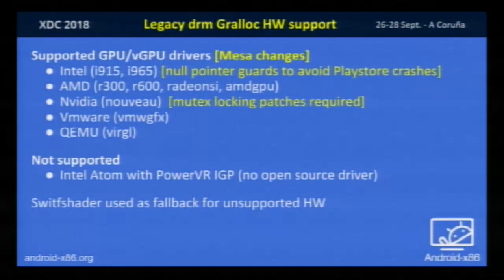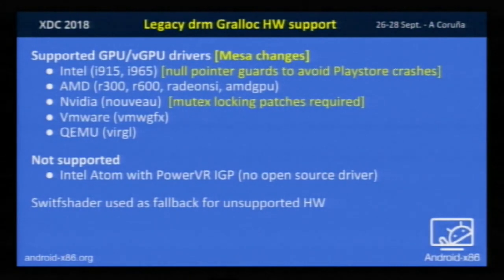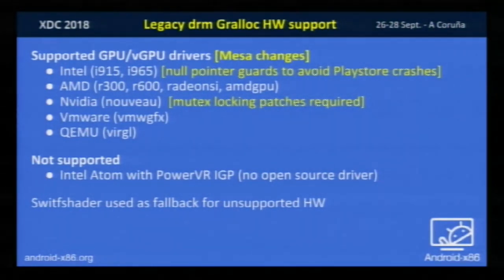The information highlighted in yellow are the changes in our Mesa project compared to the mainstream. And there are some patches we need to apply in order to avoid crashes. For example, we need to have null pointer guards to avoid Play Store crashes. Regarding AMD, we don't need to do too many changes in the Mesa code base. Probably just one.